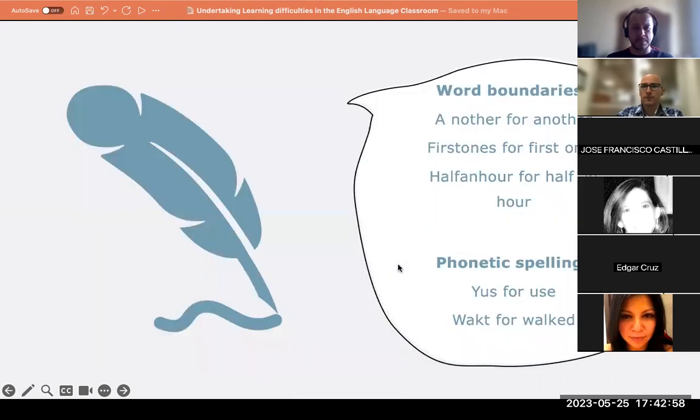And so on and so forth. Okay. Also, word boundaries. Look at this right here. "Another" for "another," "first stones" for "first ones," "half an hour" for "half an hour divided," right? Phonetic spelling, "use," "walked."